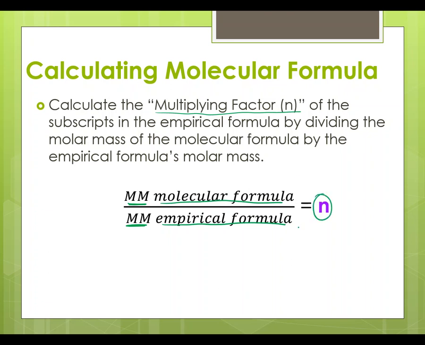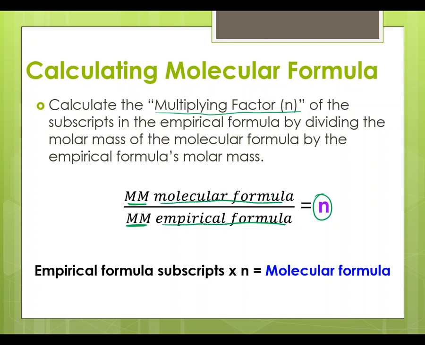That gives you a multiplying factor. And this should be a whole number too, by the way. When you get that, it's going to be a multiplying factor number that's whole. So you take the empirical formula subscripts, multiply it by the multiplying factor, and you'll get your molecular formula. So what does that look like? Let's take a look at that.